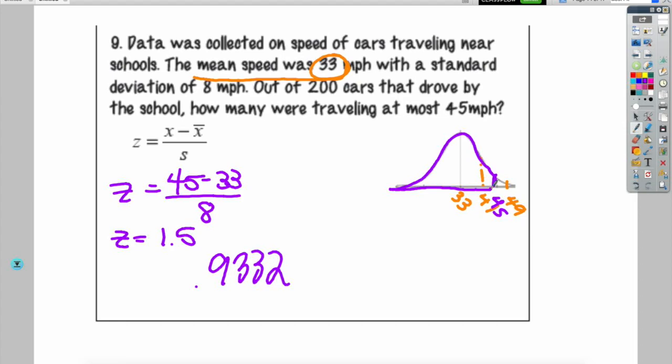Okay? So now that we know the probability, we can actually figure out how many of those 200 cars were traveling at most 45 miles per hour, because at most means either less than or exactly 45. So you actually have to take the probability and multiply it by the number of cars that you were looking at, which is 200. This process of taking the probability and multiplying it by the number that you're dealing with is called expected value.